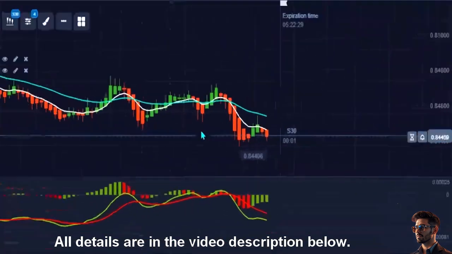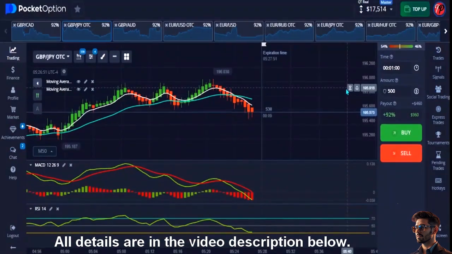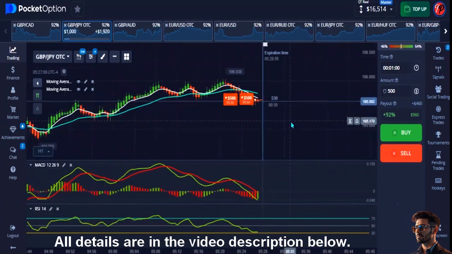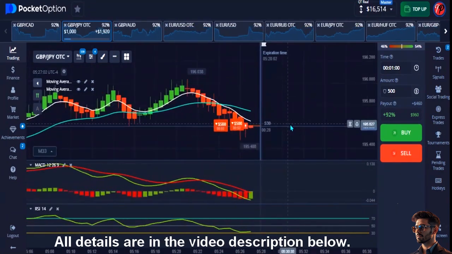All right, so guys, let's keep analyzing. Okay guys, over here I'm finding a good moment for a down trade. I'm gonna place a trade on this real quick. All right, you can see that over here we are having a good position.